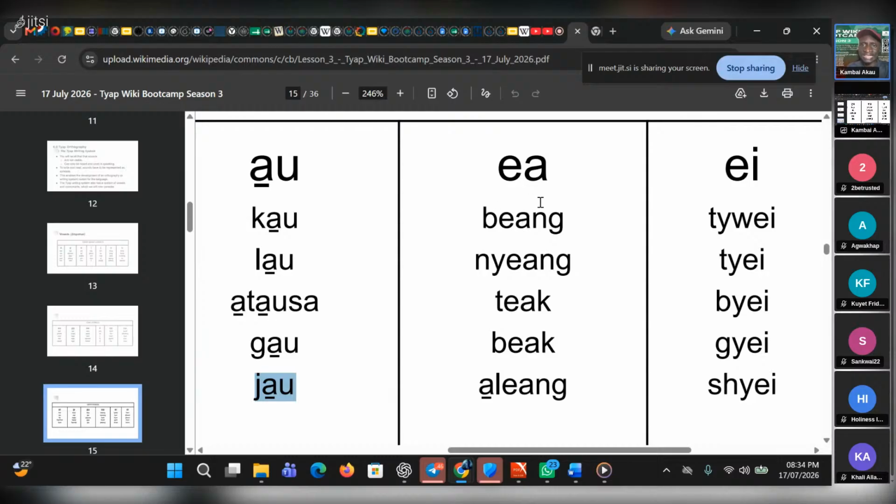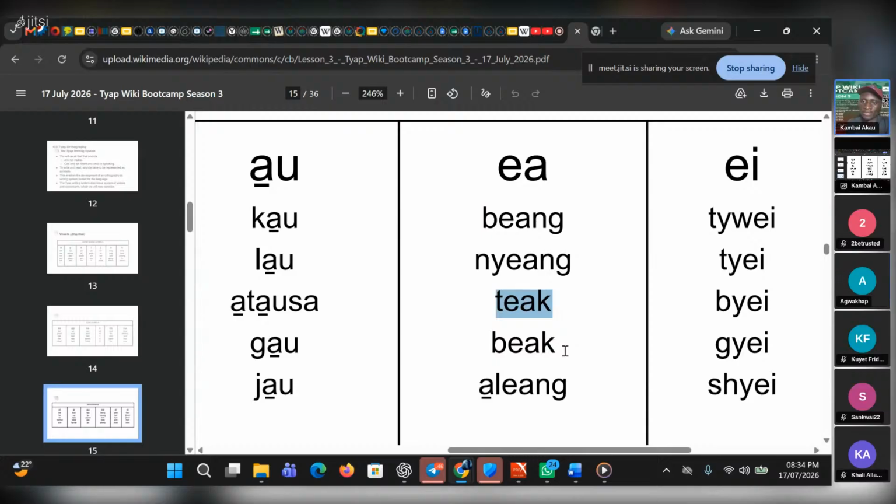And then we have the air diphthong. Example, we have bear, like to help. We have nyang, to wed or to marry or marriage. And then we have teak, like to open up, like maybe the sun has come up or something. For example, I can ask you to carry that wrapper and spread it out. It's another way of saying the day is.